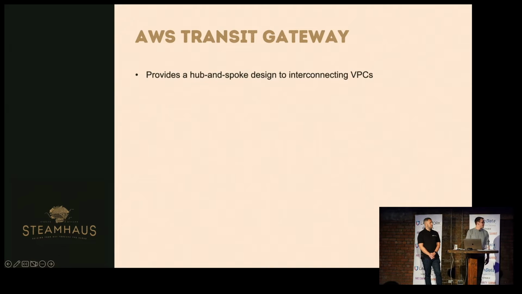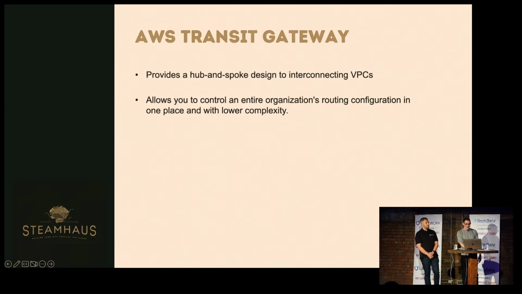Some of the advantage on that is, as I say, it provides that hub and spoke design to interconnect VPCs. It also allows you to control an entire organization's routing configuration in one place with lower complexity. So if, as part of your landing zone architecture, you define that all VPCs either route to the public internet, route locally, or send any sort of private CIDR straight back down to that transit gateway, you've already taken care of one side of this arrangement. You only ever need to access that networking account where you have your transit gateway, and you modify all of your connections in there, and you define all of your routes in that one centralized place.